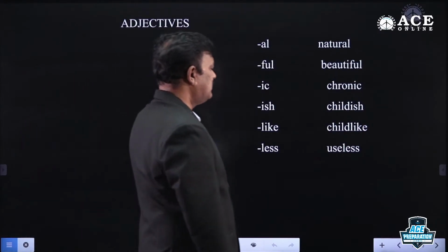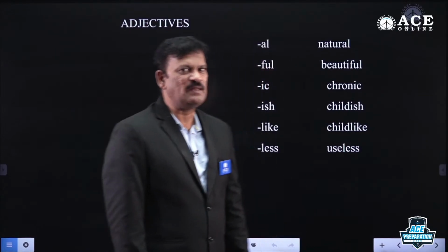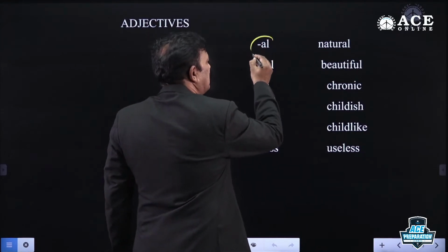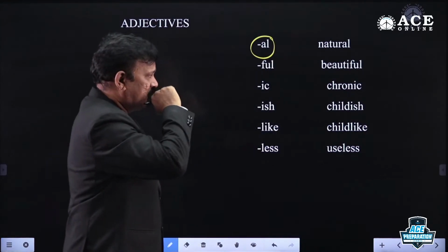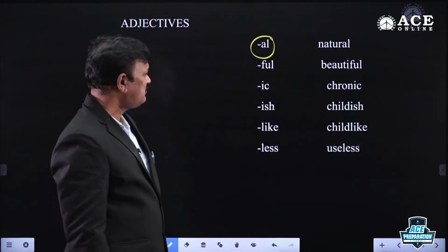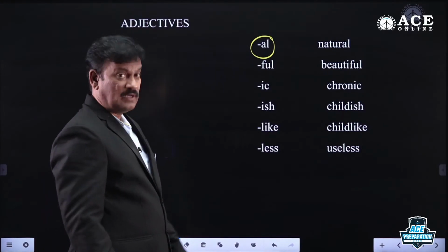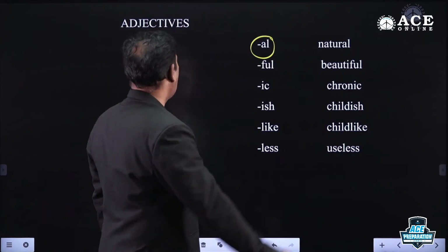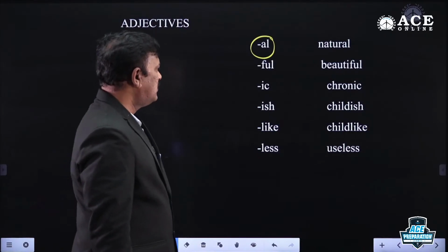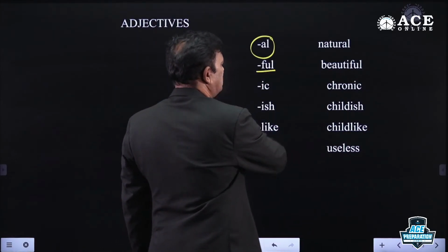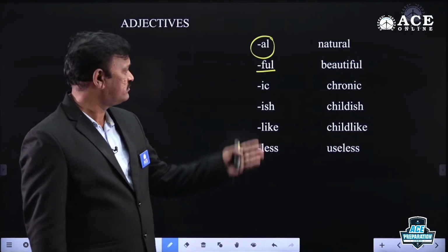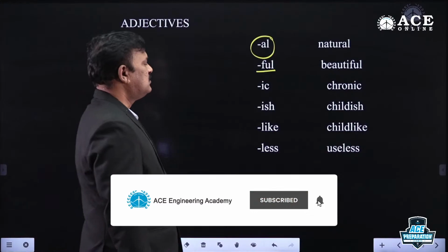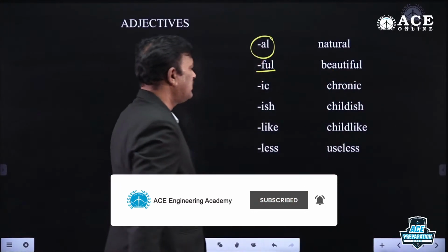Look at these words. These suffixes help me to identify adjectives. A word ending with AL: natural, practical, impractical, cynical, something like that. These are all adjectives. And words ending with FUL are also adjectives: beautiful, plentiful, sorrowful, something like that.